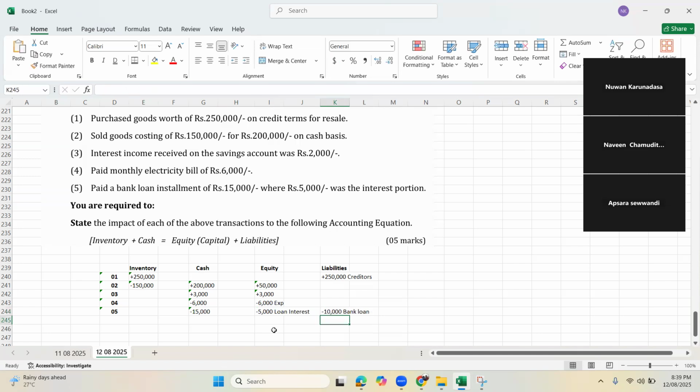Right? See, these are special transactions. The examiner can test from you. So when you repay the bank loan, that is having two payments. One is the interest. Interest is an expense. The other one is the capital repayment. Capital repayment is a liability reduction. Right? Understood it? Yes, sir. Very good.